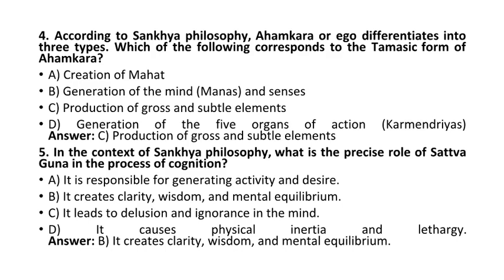Question 5 is, in the context of Sankhya philosophy, what is the precise role of Sattva Guna in the process of cognition? A. It is responsible for generating activity and desire. B. It creates clarity, wisdom, and mental equilibrium. C. It leads to delusion and ignorance in the mind. D. It causes physical inertia and lethargy. Answer B. It creates clarity, wisdom, and mental equilibrium.